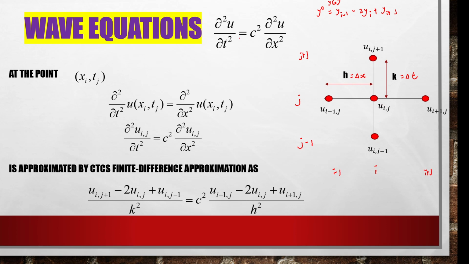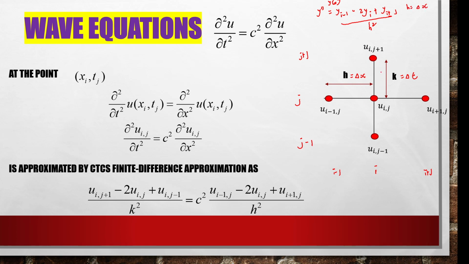When you differentiate with respect to t for the partial derivative, x is fixed at this point, xi. Then differentiate with respect to t using a similar analogy. So for del 2u del t2, you will have this point similar to yi plus 1, which is uij plus 1, minus 2 times the center point, minus 2uij, plus uij minus 1, divided by h squared, where h is delta x.